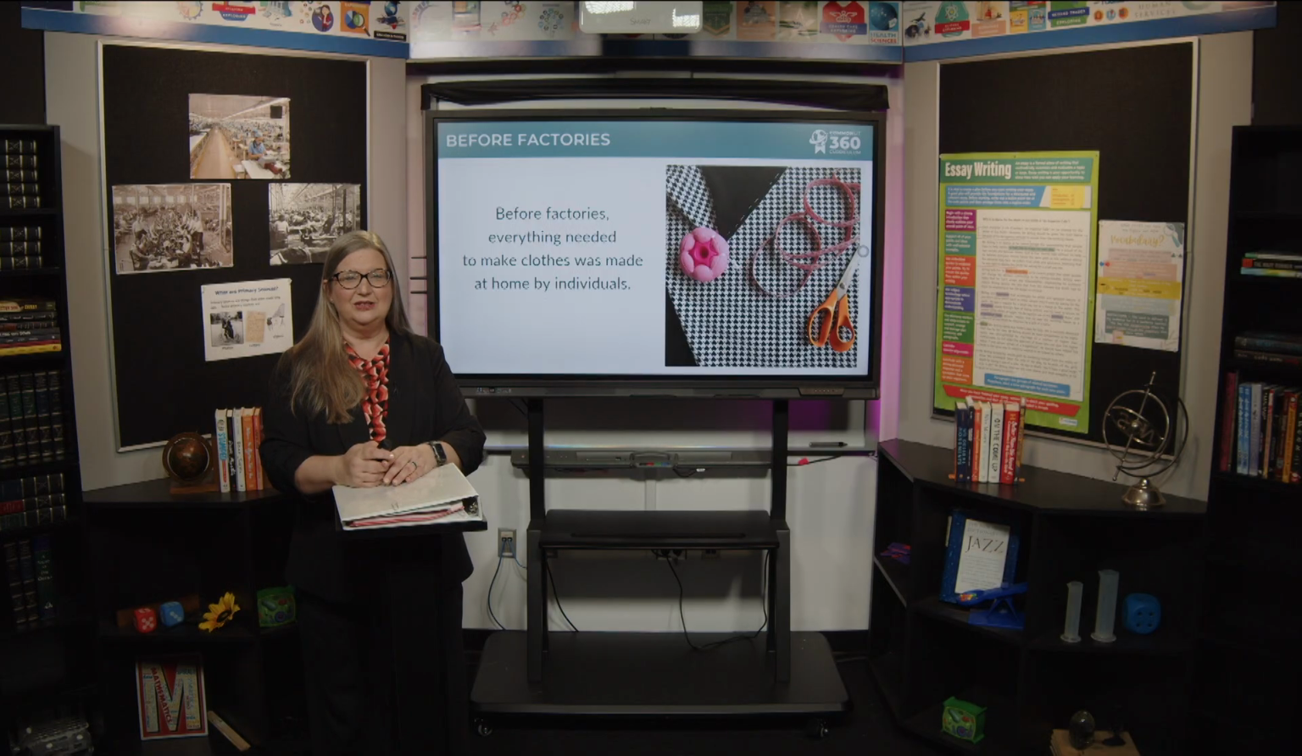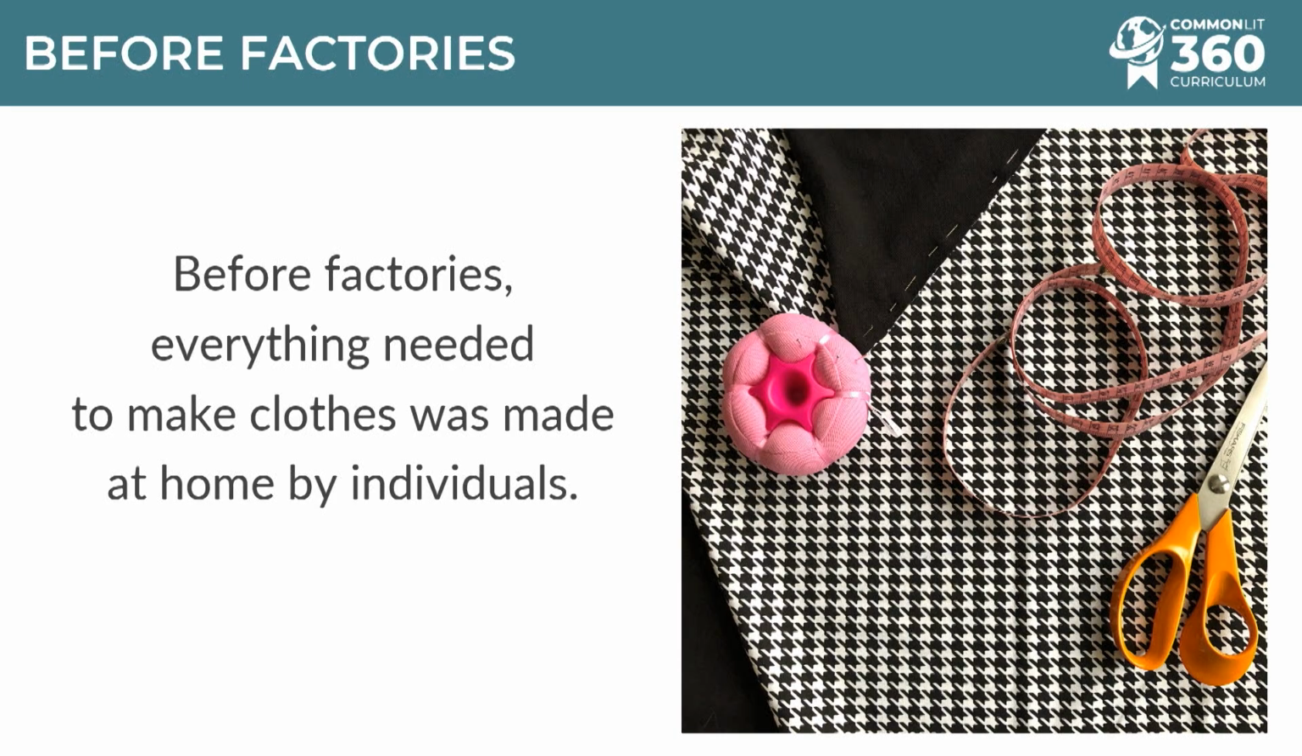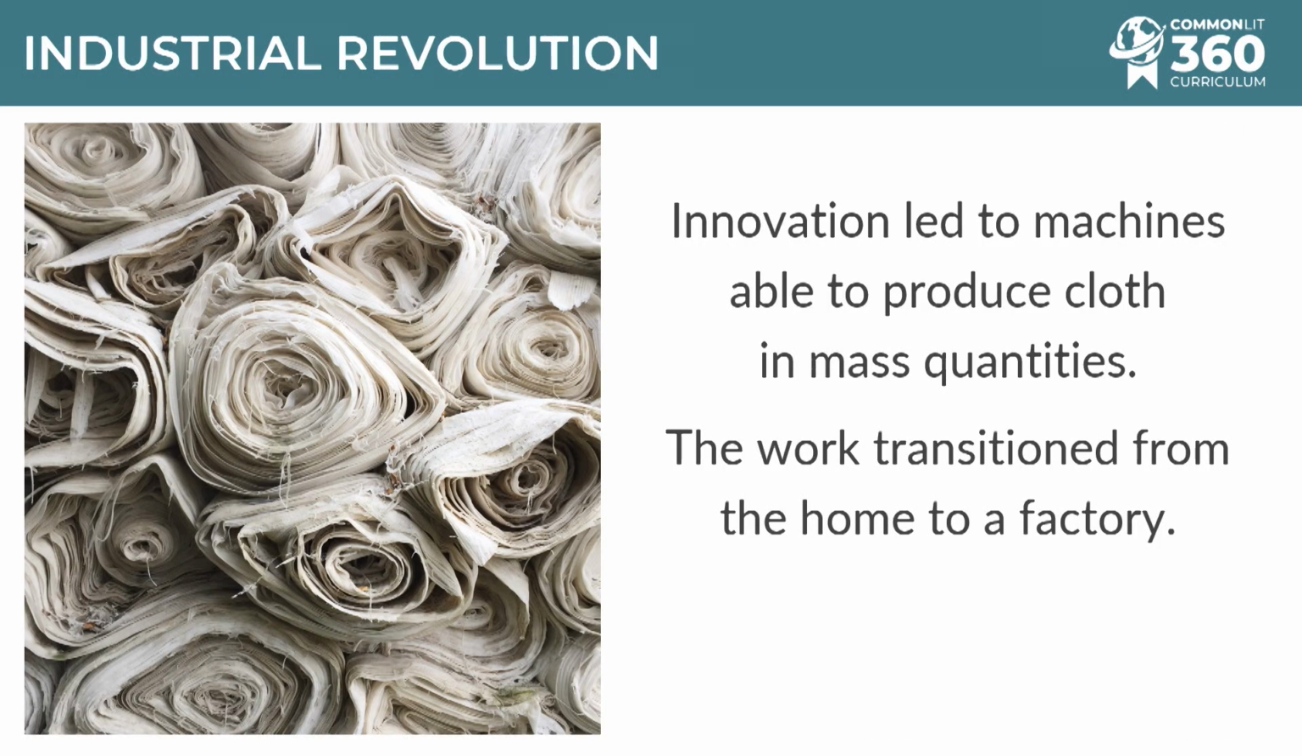So let's look at before factories. Everything that was needed to make clothes at home was made by individuals. They made their own fabric. They sewed that fabric to make what it is that they needed. And then the Industrial Revolution happened, and that innovation led to machines that were able to produce cloth in mass quantities. The work transitioned from the home to a factory.